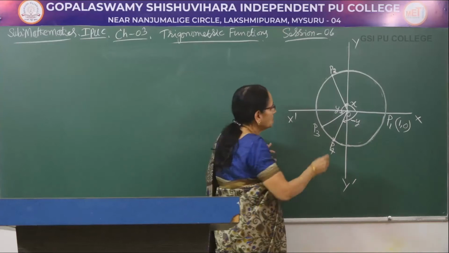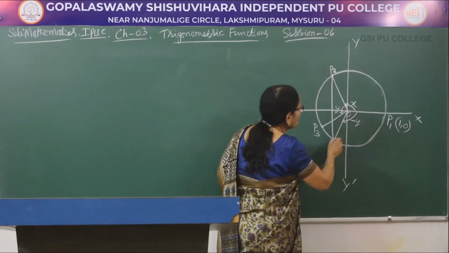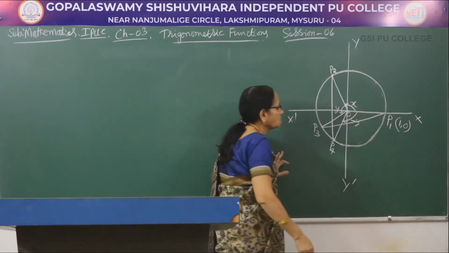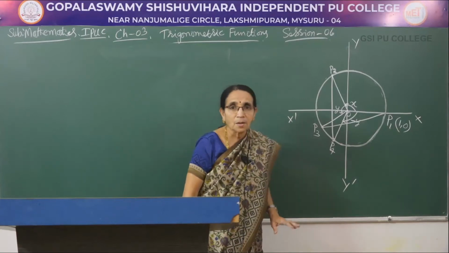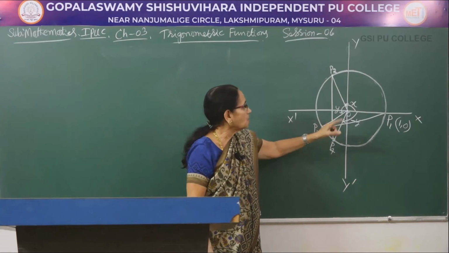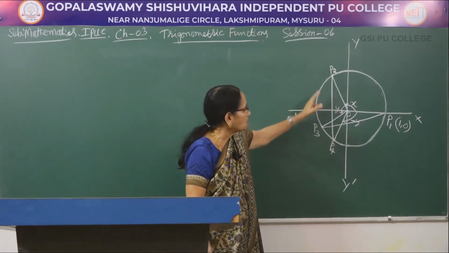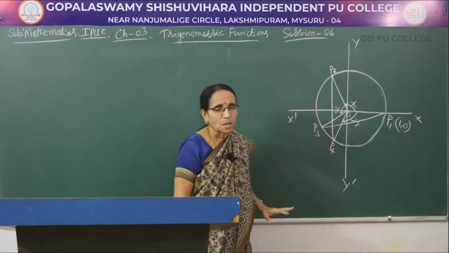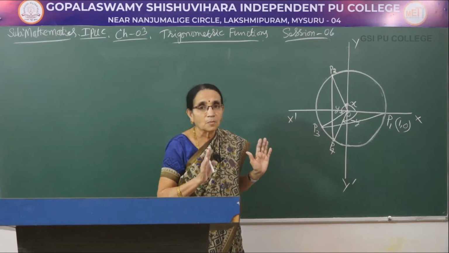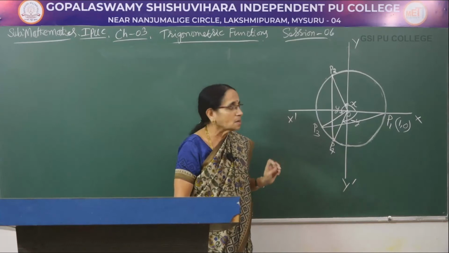Now, here I am joining P2 to P4 and then P3 to P1. This is a little bit complicated figure, but this is how we have to do the derivation. So, P1, P2, P3, P4 separately we have considered, and then I have joined P2 and P4, P1 and P3, so that I get two triangles. I will be comparing those triangles, and only then can we arrive at the result.